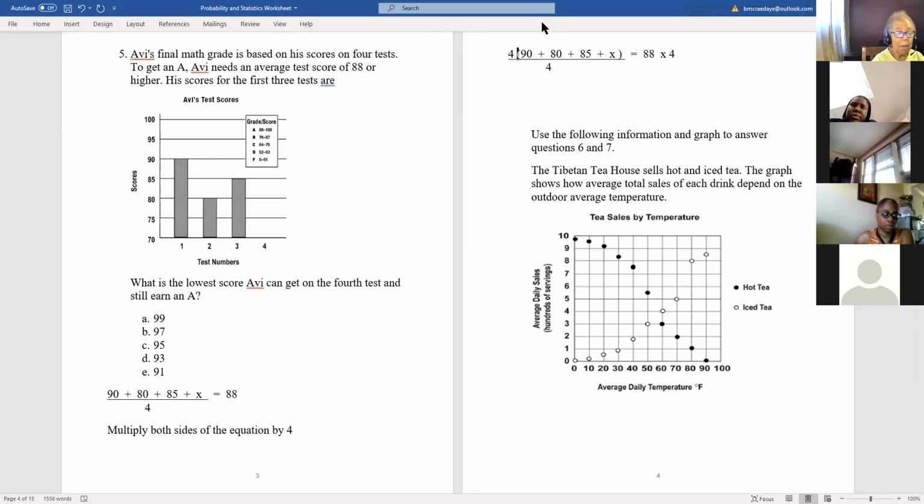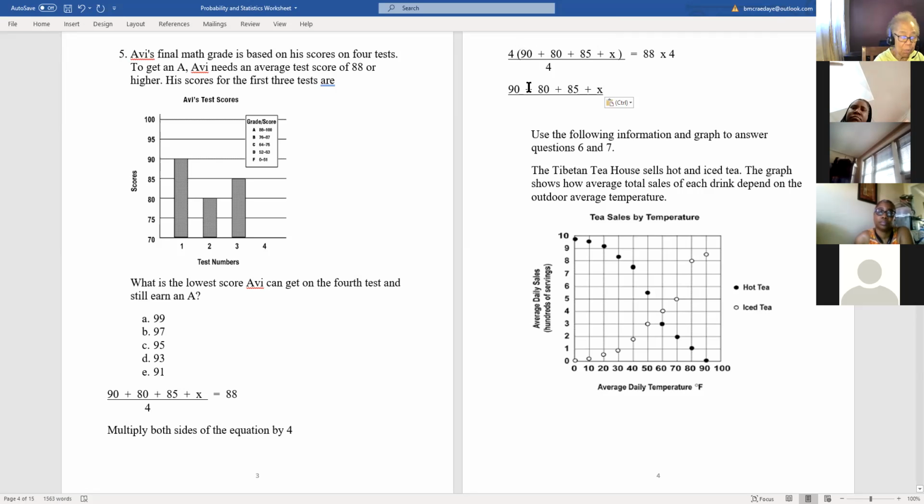Okay, now what do we get on the left side, Maureen? When I multiply by 4, what do I get? Or 4 divided by 4 is what? 1. So I'll just have this left, right? This plus X. Let's just put that here.